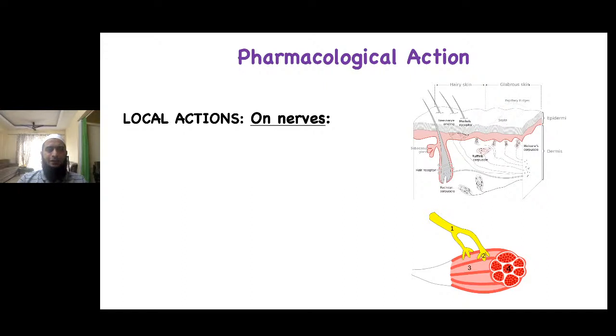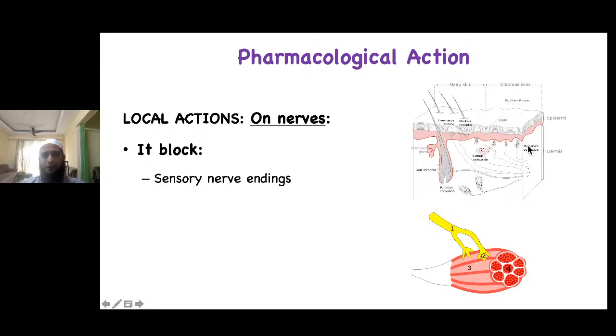So the first pharmacological action of local anesthetic is the local action, especially on the nerve. On the nerve, it blocks sensory nerve endings. These are the nerve endings which are generally present in the sensory organs. Now if you see this image, this is the skin, which consists of two layers: the first layer is the dermis and the second layer is the epidermis. Sensory nerve endings are generally present in the epidermal part.